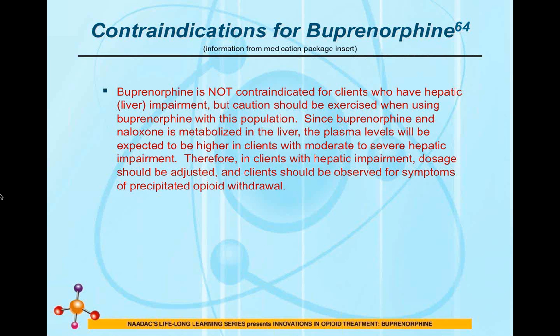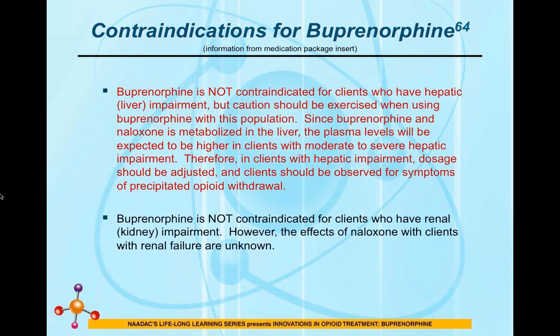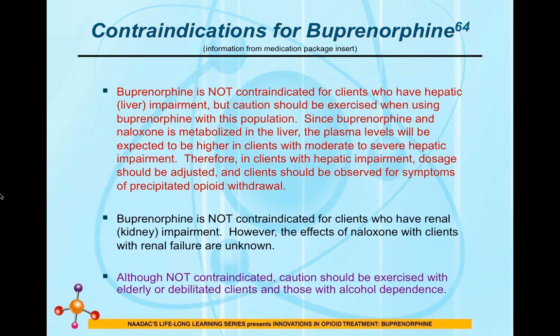It is not contraindicated for liver impairment. It's not contraindicated for kidney impairment. And it's not contraindicated for elderly or debilitated clients, but it should be used with extreme caution whenever this is prescribed to those populations.